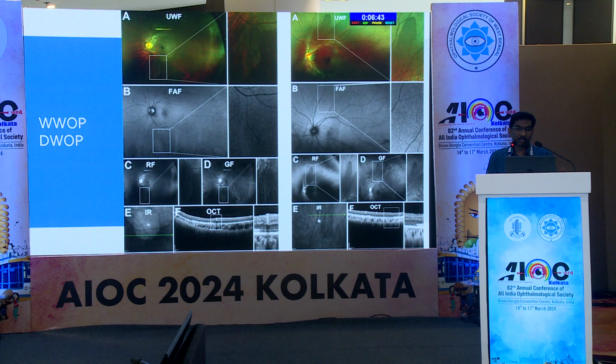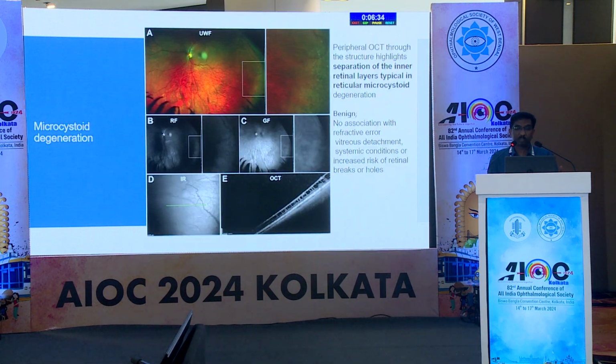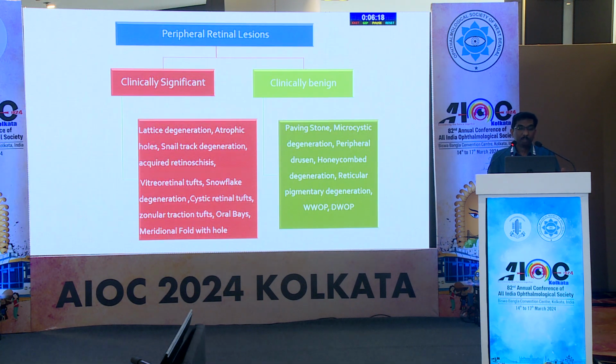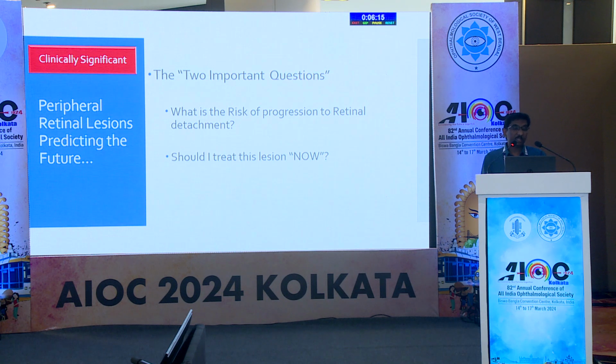So you have the white without pressure, wherein the changes are mainly in the ellipsoid layer as far as the OCT has been done for the peripheral lesions in these patients. Again, microcystoid degeneration is also considered benign, with no association with vitreous detachment, systemic conditions, or retinal holes. If you see the clinically significant lesions, two important questions that we should answer are: what is the risk of a retinal detachment per se, and should I treat this lesion to prevent it from having a retinal detachment?